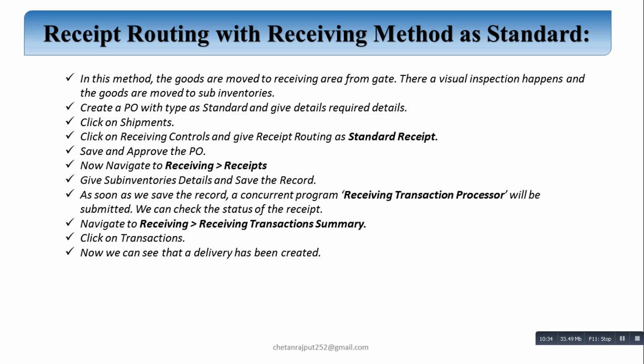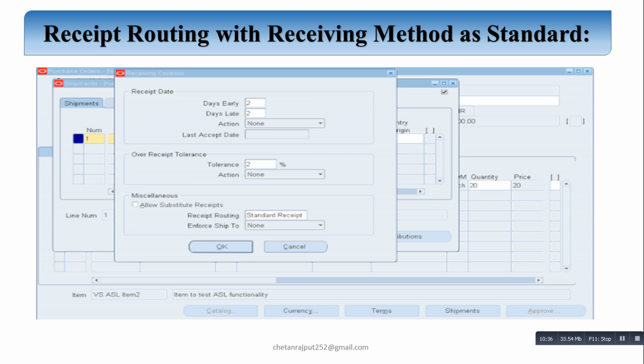This is the screen when we create a purchase order. We go to the shipment button. In the shipment button we go to the receiving control button, and over here we select the receipt routing method as standard receipt and click on OK and submit the purchase order for the approval process, and we take a receipt against that purchase order. So this is the standard receipt method.